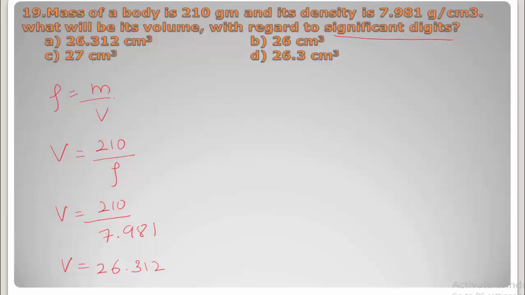Now I have already discussed that if the given number is a product or ratio, then you have to write it in terms of the least significant figures of these two values. This mass value has only 2 significant digits, isn't it? The last digit is not significant according to the rules. So there are only 2 significant digits. So we must also express it in only 2 significant digits. That is V is equal to 26 centimeter cube. This is the answer. So option B is the right answer.